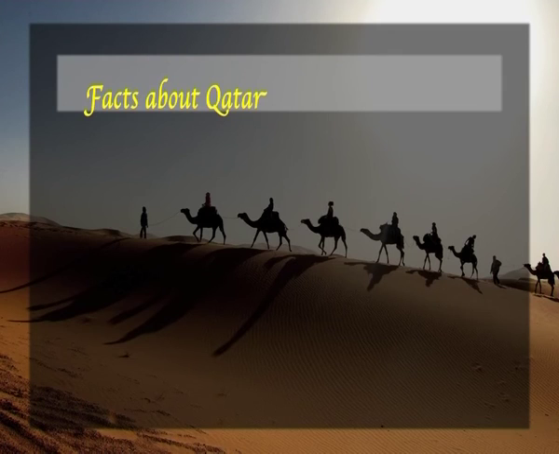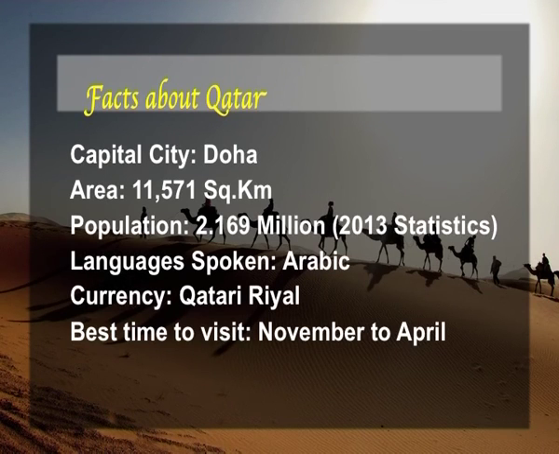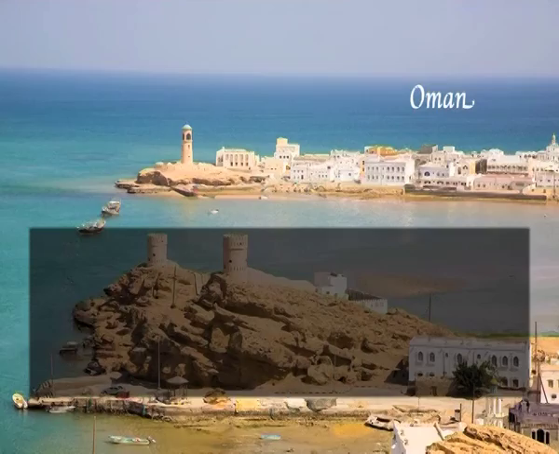Facts about Qatar. Capital city, Doha. Area, 11,571 square kilometer. Population, 2.169 million according to the 2013 statistics. Languages spoken, Arabic, which is the official language. Currency, Qatari riyal. The best time to visit being between November to April.